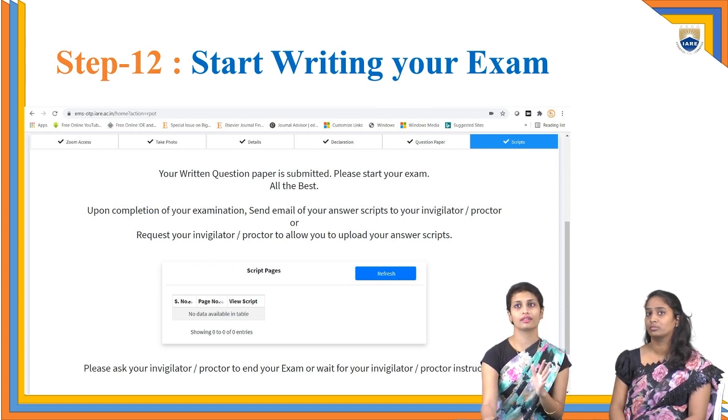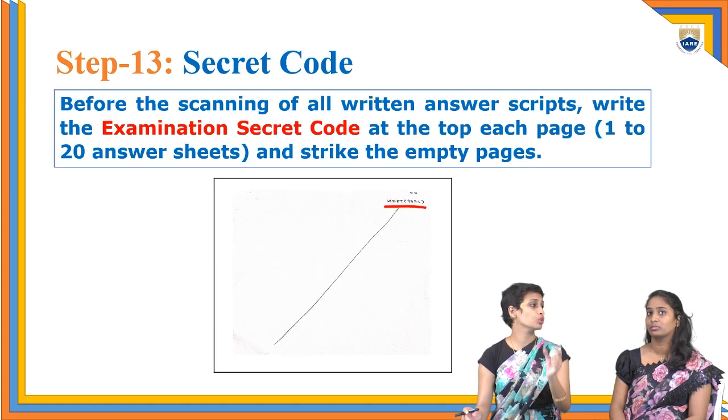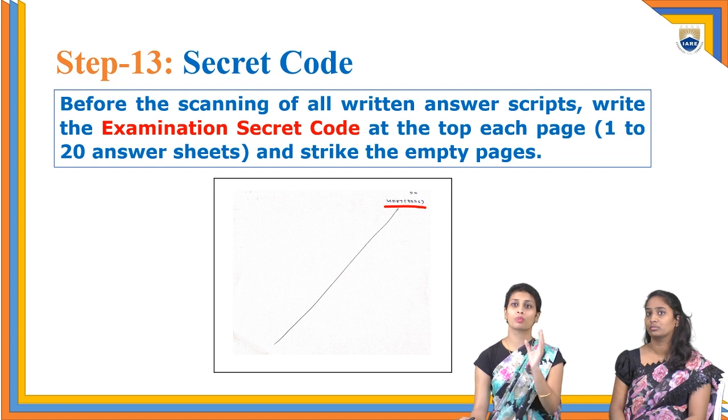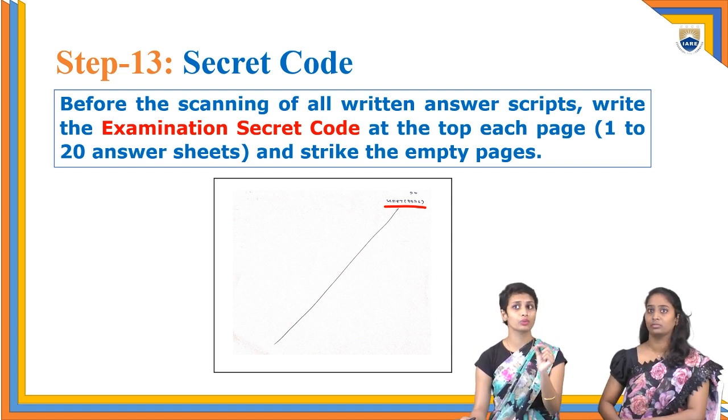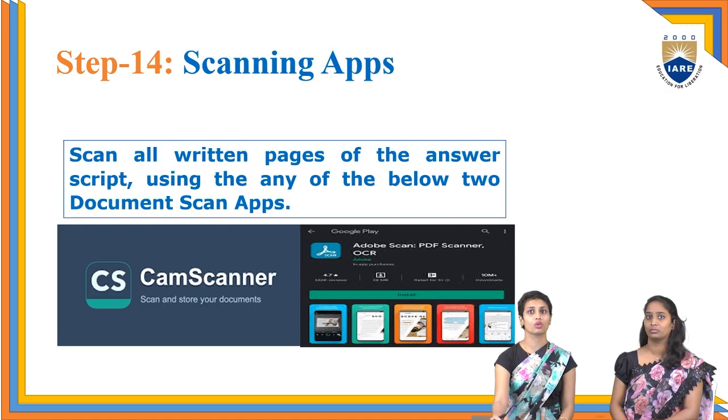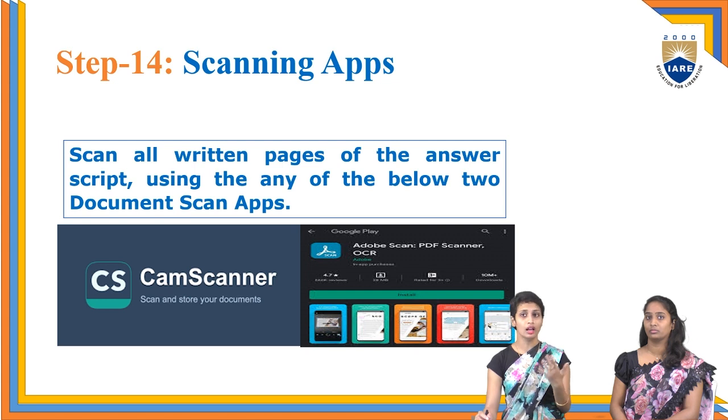When you are done with the answer sheets, in every answer sheet you have to write a secret code which is provided by the supervisor. The supervisor will give you a secret code which you have to enter in all the 20 papers, from 1 to 20. Okay, once you are done with the secret codes, you can start scanning your answer scripts.